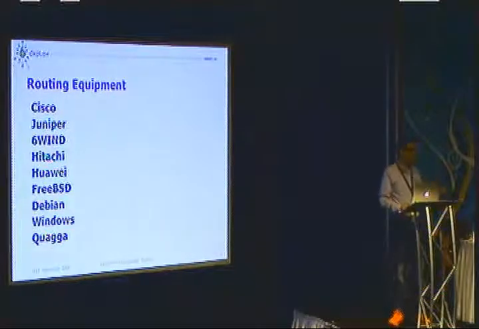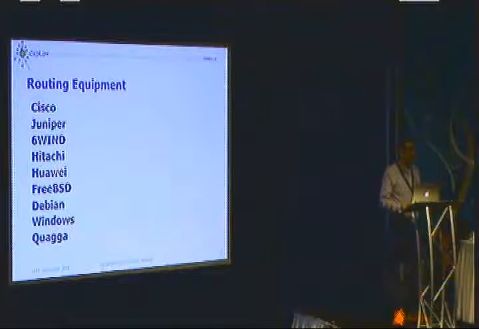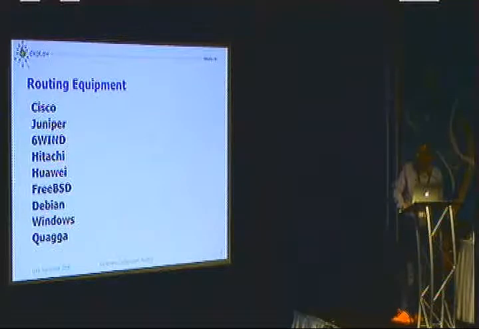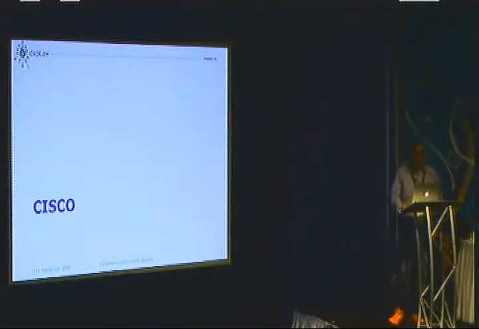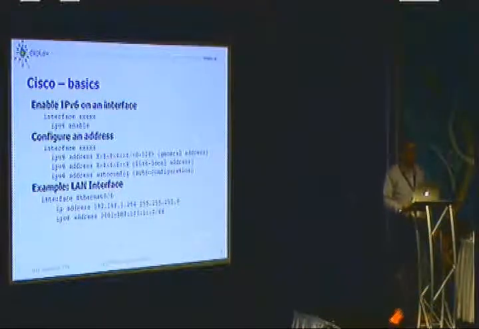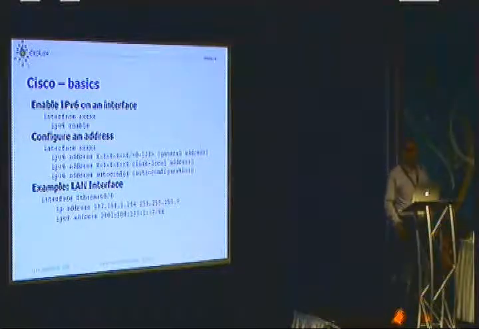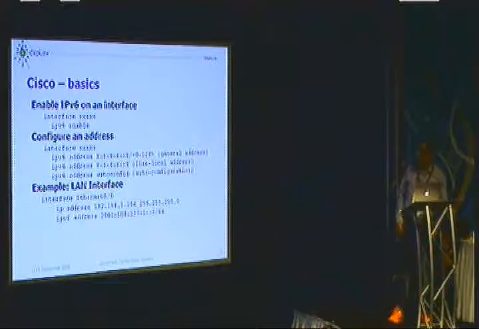Well, this presentation will be online. Well, it's online already. You go to 6deploy.eu, from European Union. You will find all this material there on the website in PDF. So this contains configuration for Cisco, Juniper, and some other routers. We just go very quickly with Cisco and Juniper. So basically, you have to configure IPv6 on the interface. V4 is enabled by default, but in V6 you have to enable it.